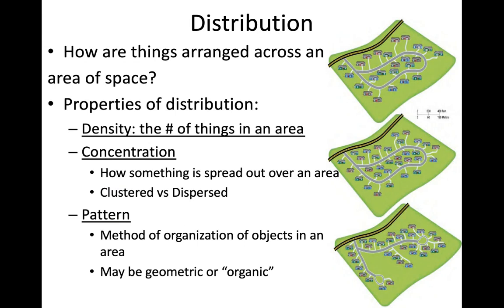Distribution is how things are arranged across an area of space. We have the properties of distribution that are density, concentration, and pattern. Density is the number of things in an area. Concentration is how something is spread out over an area, whether it's clustered or dispersed. And pattern is the method of organization of an object in an area. The pattern may be geometric or it may be organic.